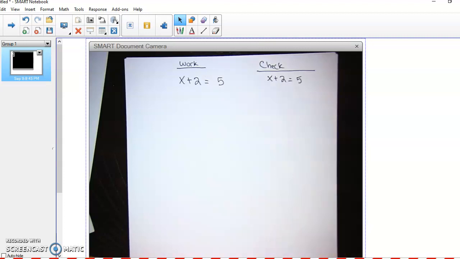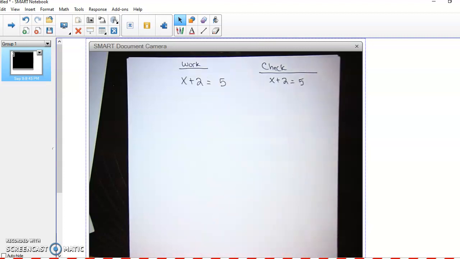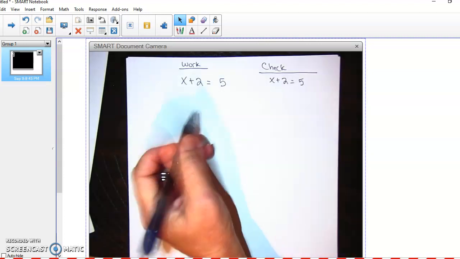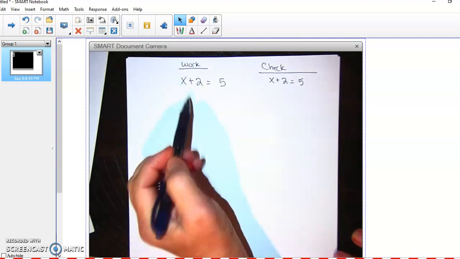Okay, so now we're going to do the work by hand. And when you do it by hand, you're going to go back and check your work. So that's why I have a work and a check. I'm going to do the same problems that we did with the tiles, but now we're just going to solve it algebraically. So the same rule applies here.